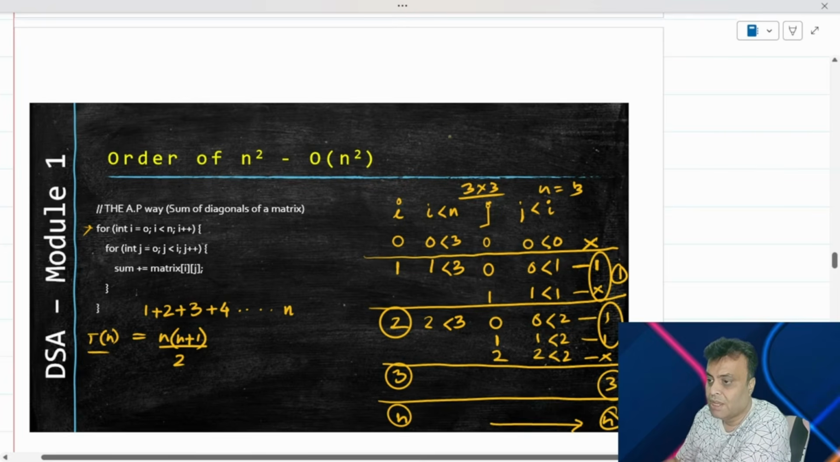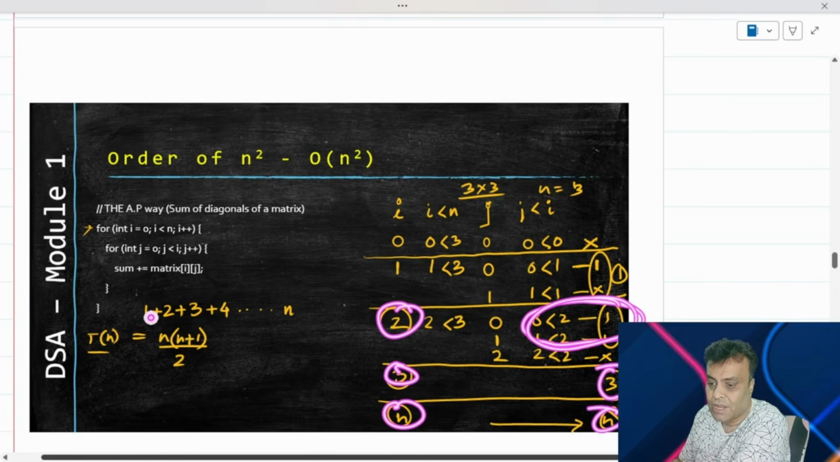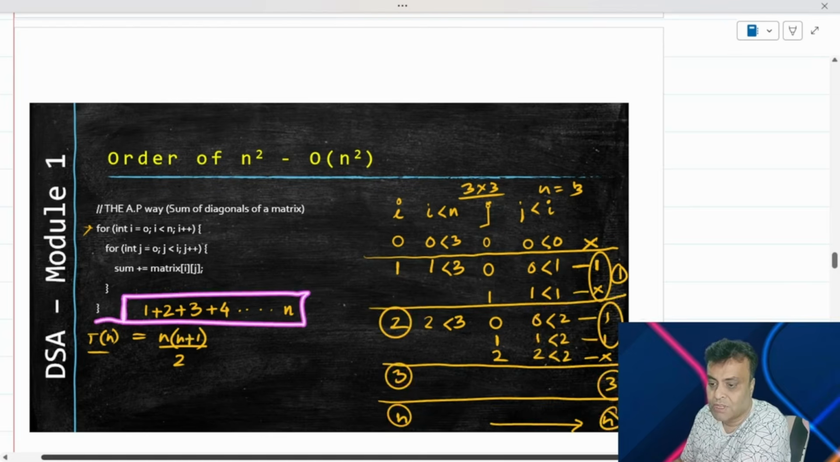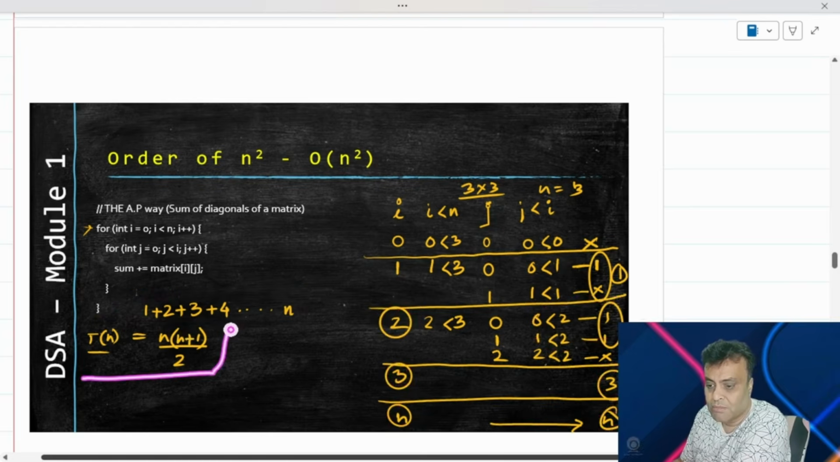I hope you understand. I'll repeat again that every time i increases, j runs for that many number of times. Every time i increases to 2, j runs for only that many number of times. 2 means 2 times j will run. 3 means 3 times j will run. n means n times j will run. So can I therefore say it runs these many number of times? And therefore can I say by AP logic, my formula for Tn is this.